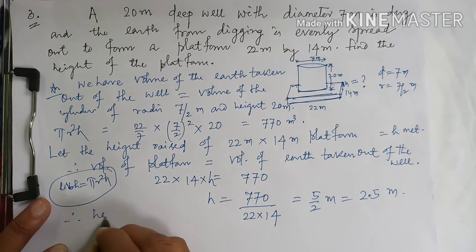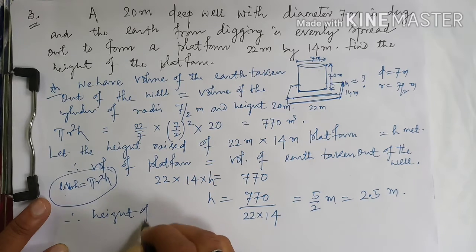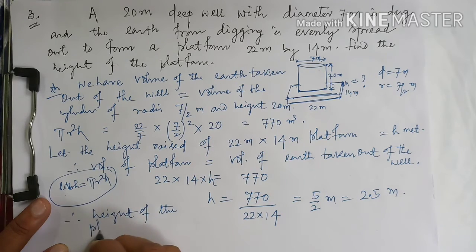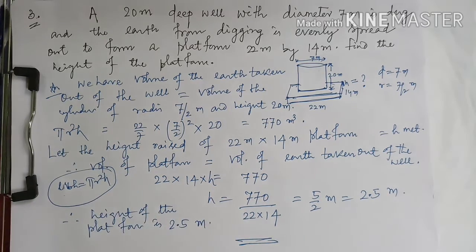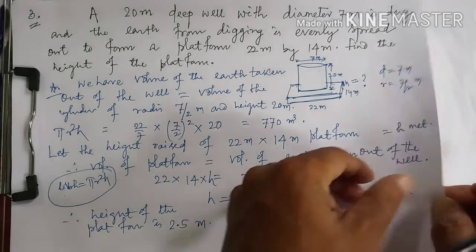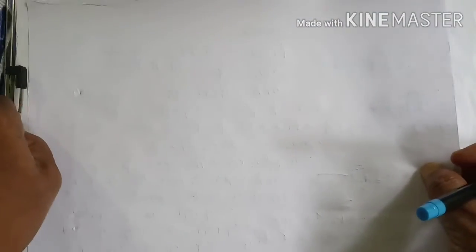Therefore the height of the platform is 2.5 meter. Clear, students? So next, we can calculate another question here.